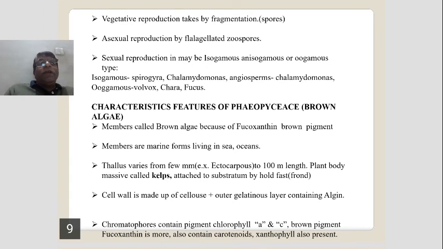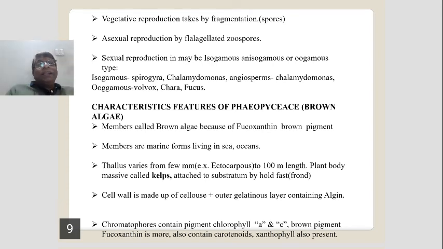Asexual reproduction. Asexual reproduction in the class Chlorophyceae takes place by zoospore formation. Zoospores are formed in the zoosporangium. They are flagellated or ciliated. Asexual reproduction always takes place during favorable conditions, that is, when plenty of water is there in the pond.